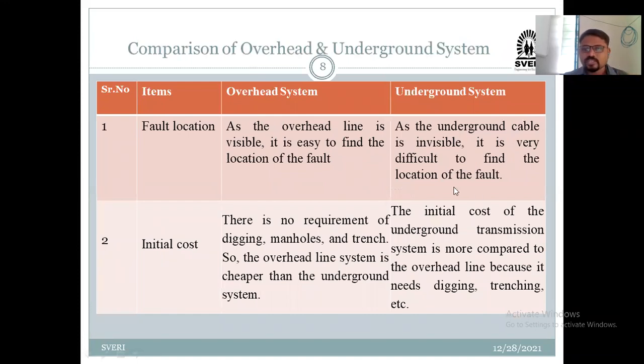Okay. See, many times the question that arises on this point is: write a short note on comparison of overhead and underground system. If anyone asks you what the comparison is, or how we are going to compare the overhead system and underground system, then it is easily possible for you to go for it. Okay.